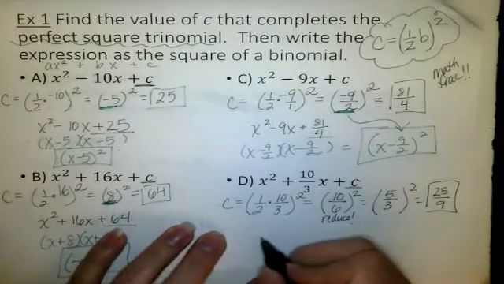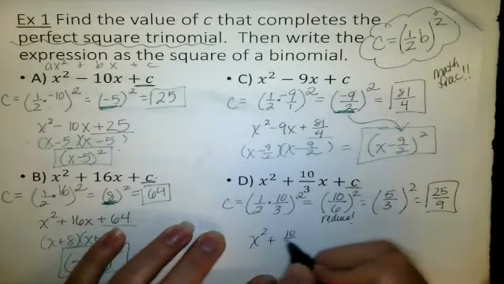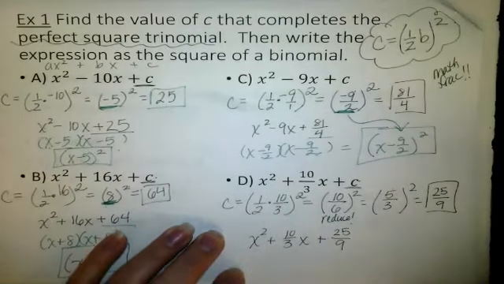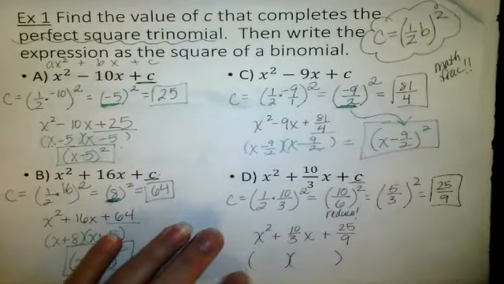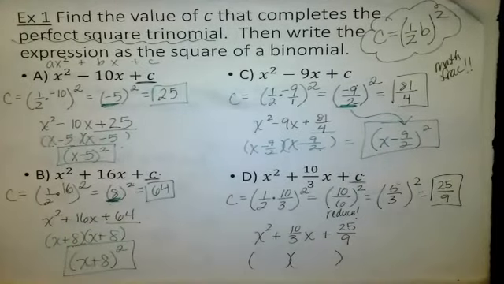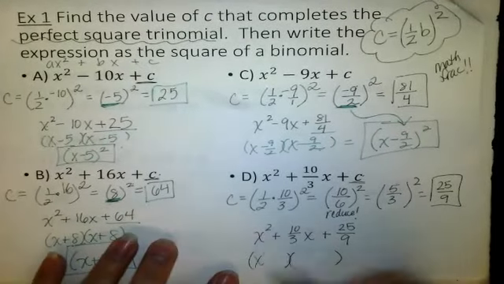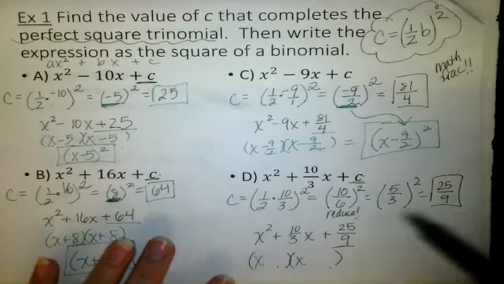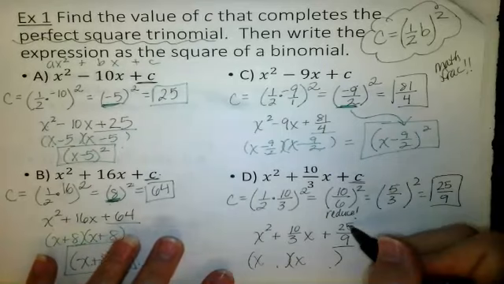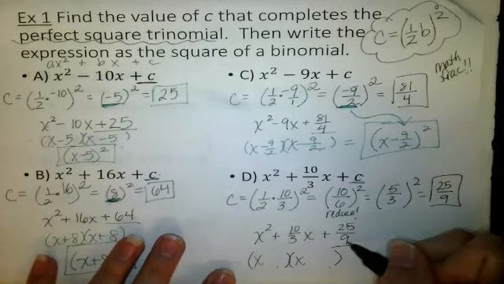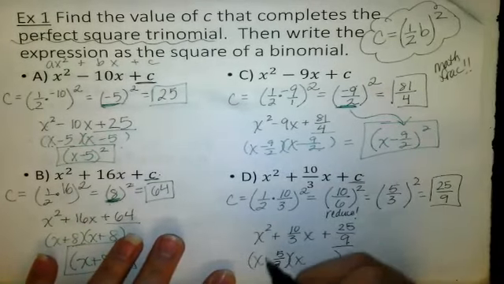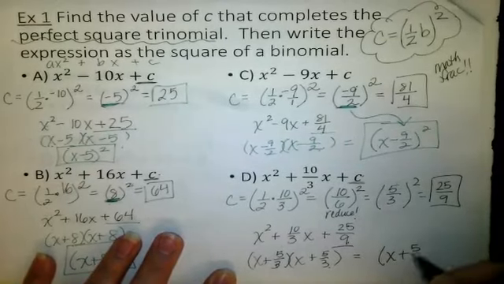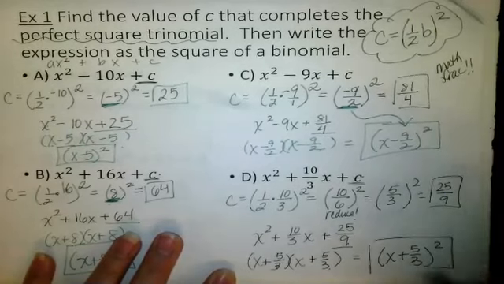So I have my trinomial x squared plus 10/3 x plus 25/9. How's that going to double bubble? x times x is x squared. What times what is 25/9? 5/3 times 5/3. Yeah. 25 is 5 times 5. 9 is 3 times 3. So 5 over 3, 5/3 and 5/3. x plus 5/3, quantity squared is what we're looking for.